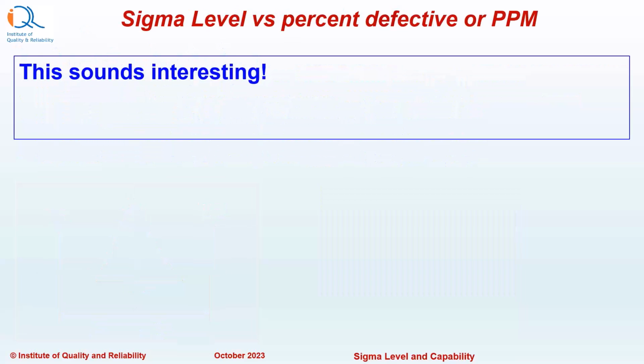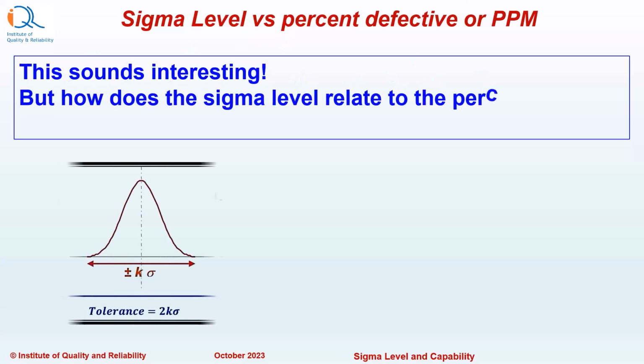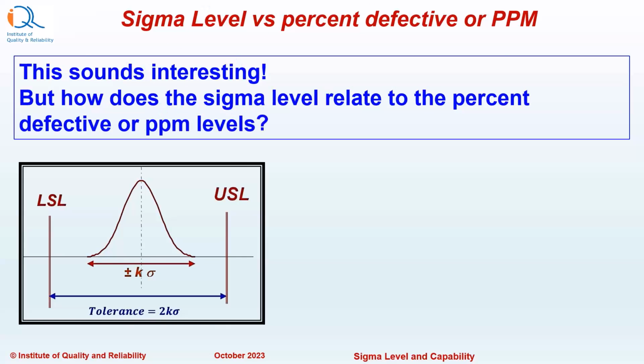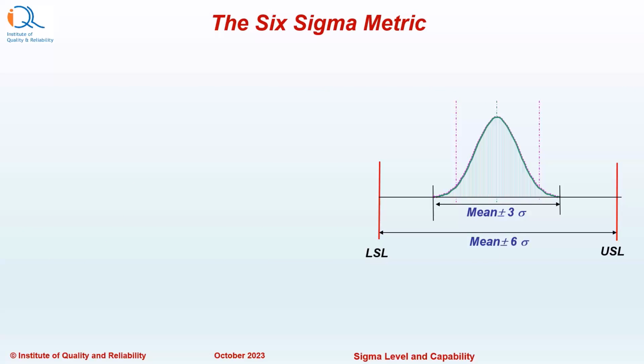This sounds interesting, but how does the sigma level relate to the percent defective or PPM levels? Let us now understand the conceptual basis for the calculation of the Six Sigma metric.